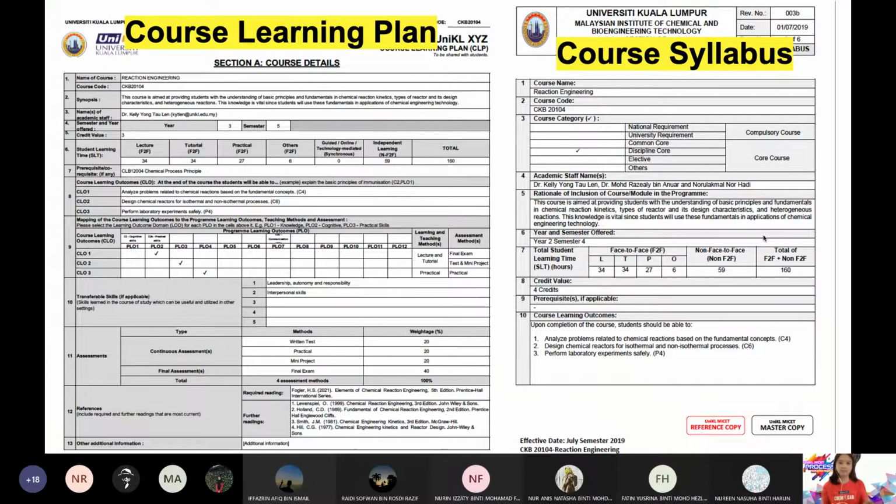So, similarly as I mentioned, course learning plan, course syllabus pun saya dah upload dalam VLE. Okay, in a gist, reaction engineering ada 8 chapter. So that's the challenge. Kita ada 8 chapter nak cover dalam reaction. And let me tell you, chapter 7, 8 sahaja the reading chapter.